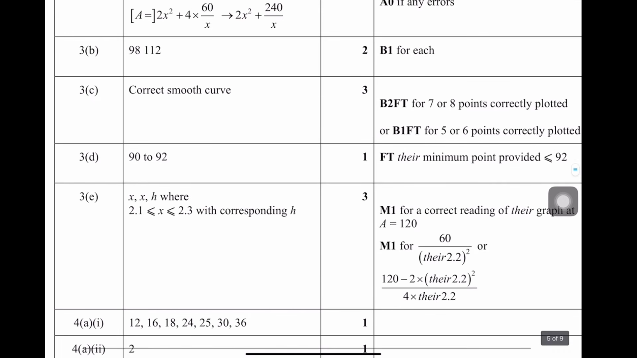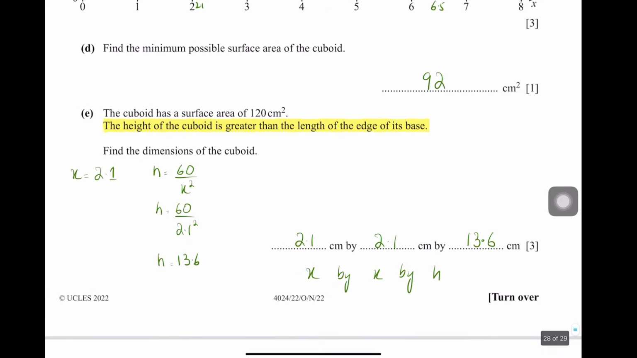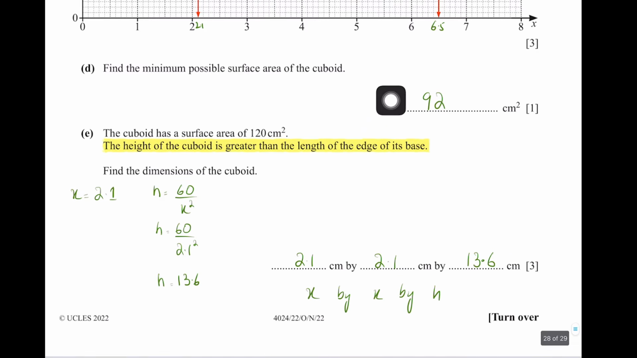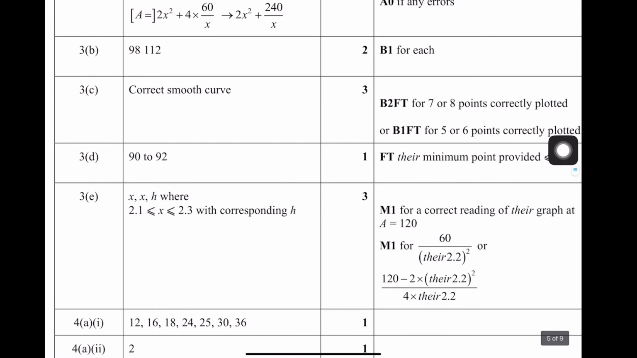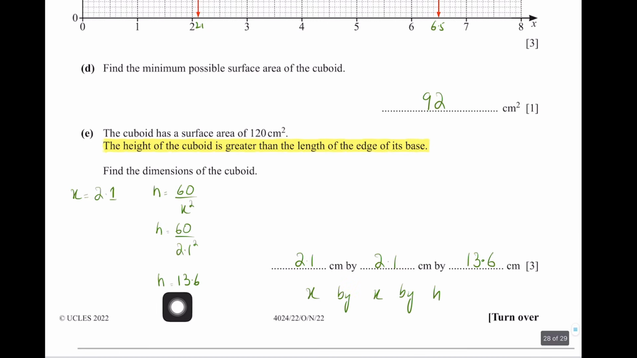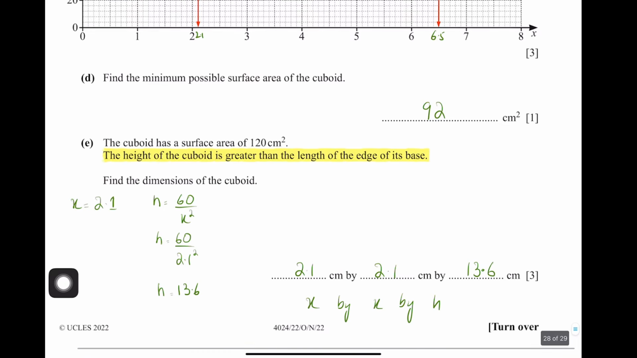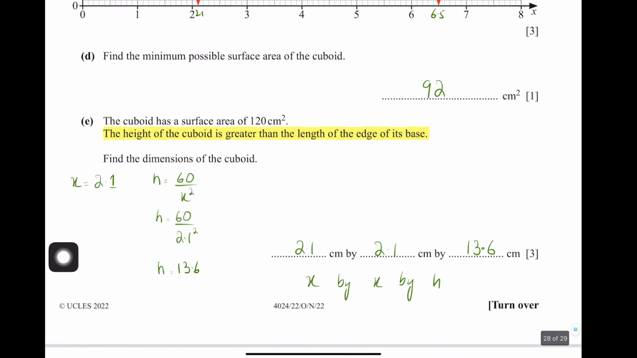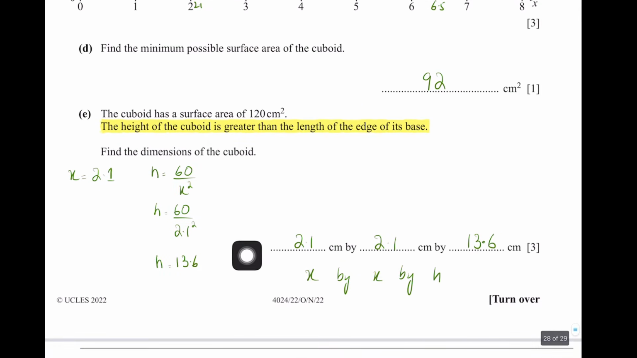Okay, so we're quite lucky. The first part, where we had to find the minimum possible surface area, is from 90 to 92. Let me show you. 90 to 92. So we're safe. And this is 2.1 to 2.3, and 2.1 is also included. So what did we get? We got 2.1 as well. So again, we're safe.